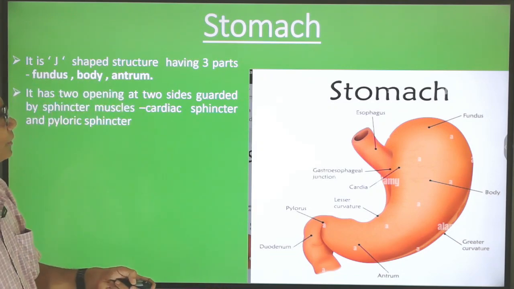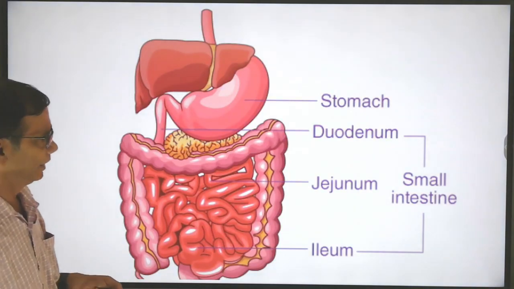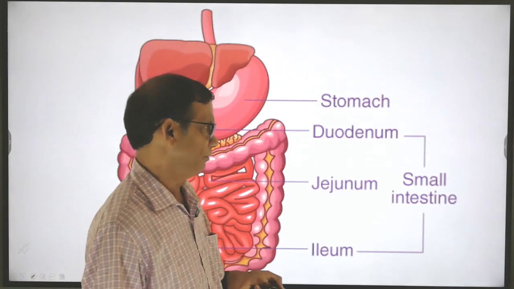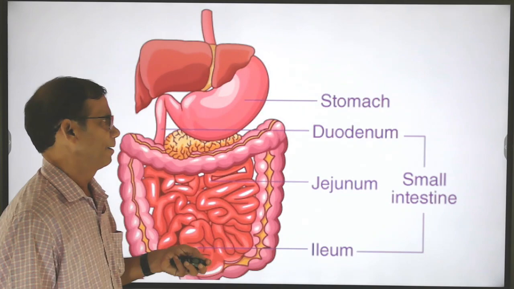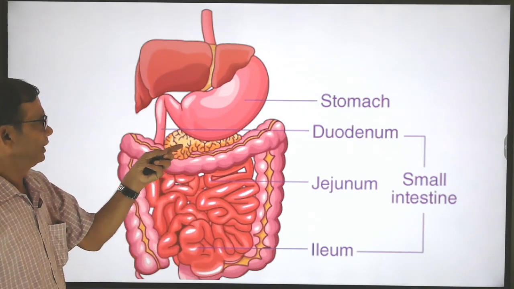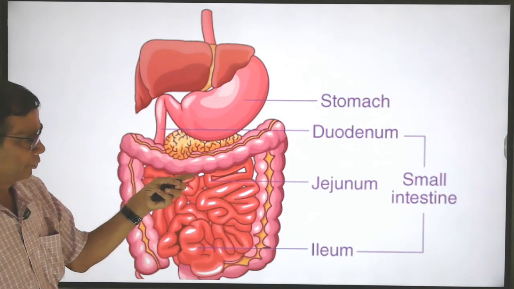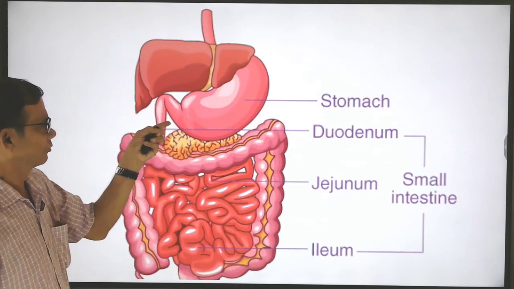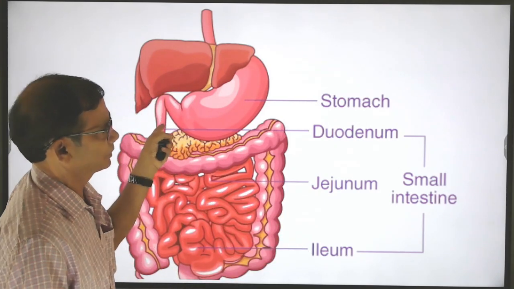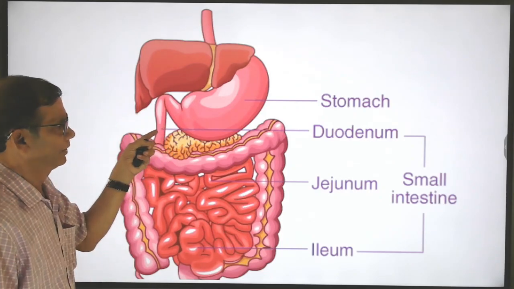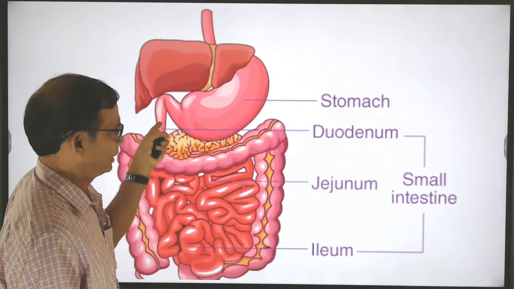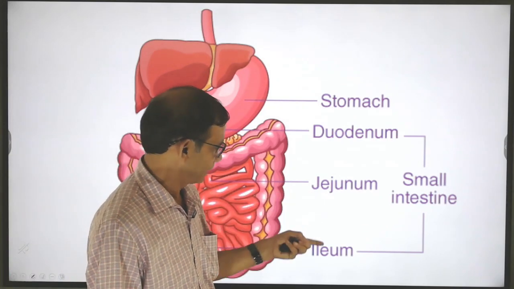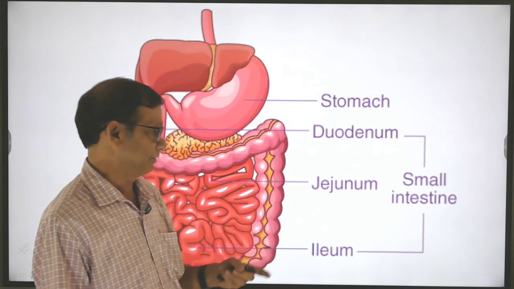After this stomach, there is the intestine. The intestine is about 20 feet in length. It has three parts: duodenum, jejunum, and ileum. The duodenum is the smallest part, which is just 2.5 centimeter, then the jejunum is 5 meter... and the ileum is 3 meter in length.